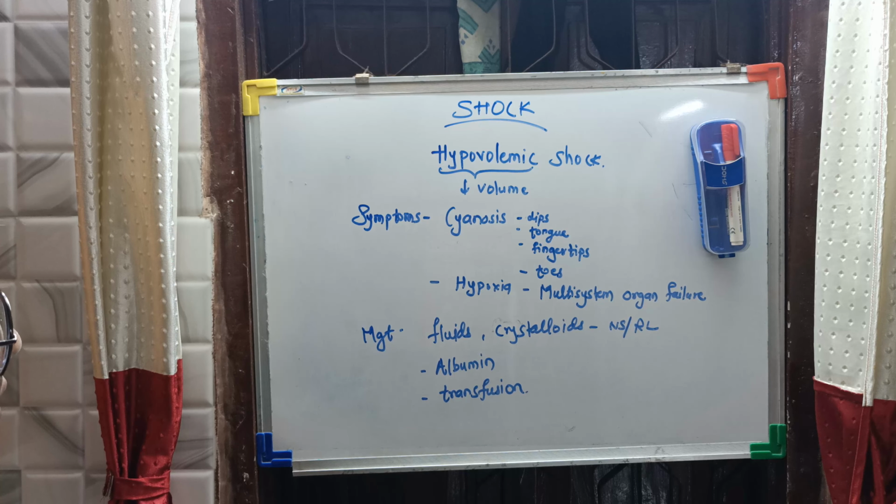So how can it be reversed? If the patient is having symptoms like cyanosis, hypoxia, and the main feature, that is low BP, we give lots of fluids and crystalloids. These are NS or RL. Albumin is given if there is decreased oncotic pressure in the body, and blood transfusion may be given if a lot of blood has been lost from the body. So this is the management part.